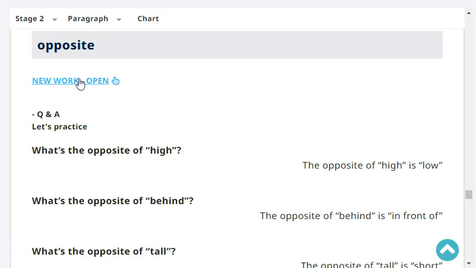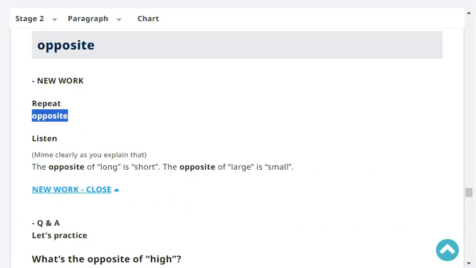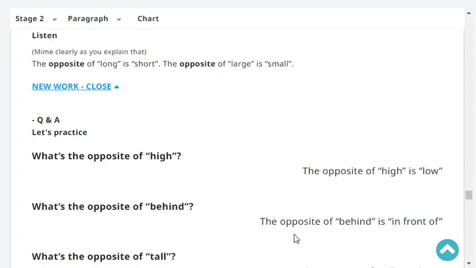Okay, next repeat: opposite. Very good. Okay, listen. The opposite of long is short. The opposite of high is low. Okay, let's practice. What's the opposite of high? The opposite of high is low.